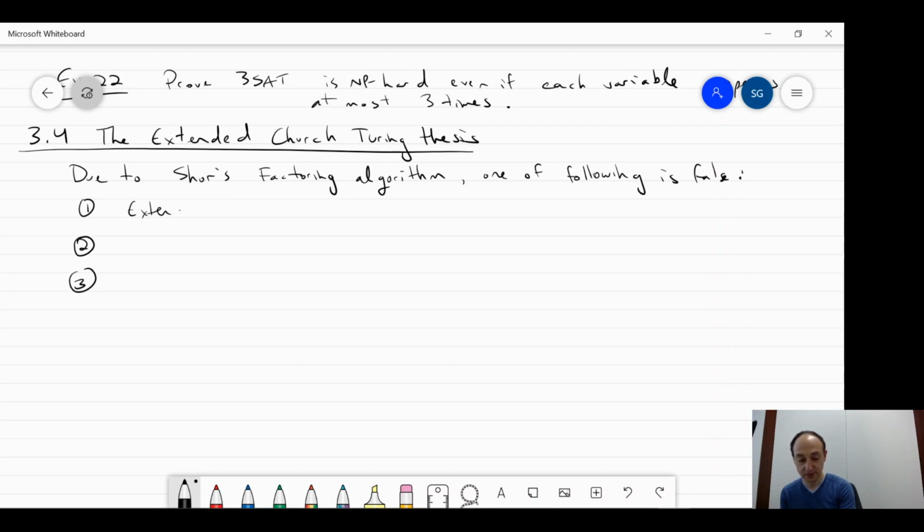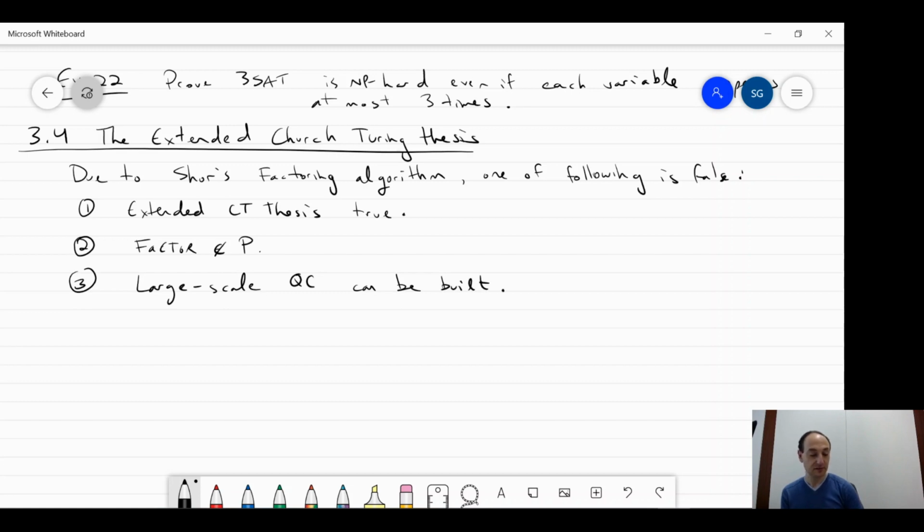So the extended Church-Turing thesis is true. Okay. Factor is not in P. Okay. And large-scale quantum computers can be built. Okay, I claim that, at least kind of intuitively, this implies that one of these must be false. We have to be a little bit careful how we phrase some of these things, and in particular, how do we compare the first 2 points to the third one, and I'll say more in a second.